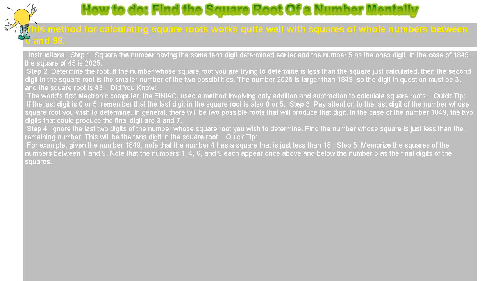Step 5. Memorize the squares of the numbers between 1 and 9. Note that the numbers 1, 4, 6, and 9 each appear once above and below the number 5 as the final digits of the squares.